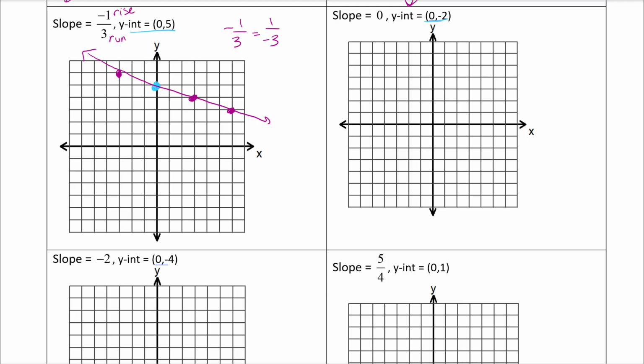For my next problem, I have a y-intercept of (0, -2), so I put my point on the y-axis at -2. My slope is 0, or you can write it 0/1, where my rise is 0 and my run is 1. So I'm going to go up and down none and run 1. Up and down none again, and run 1. Notice this is going to become a horizontal line. But like we said earlier, a 0 slope is always going to get you a horizontal line.